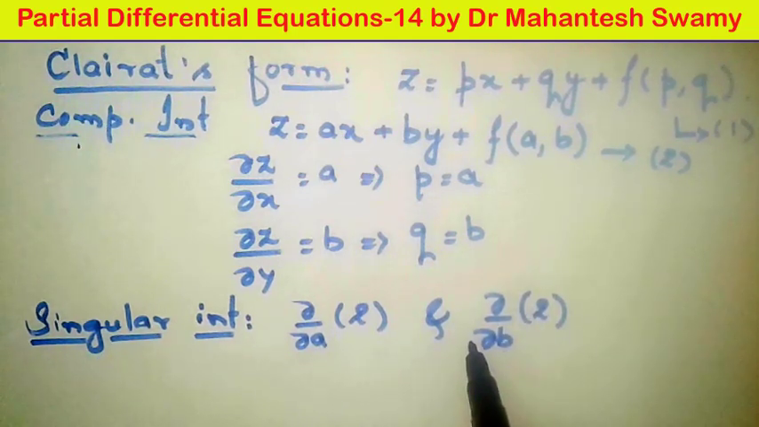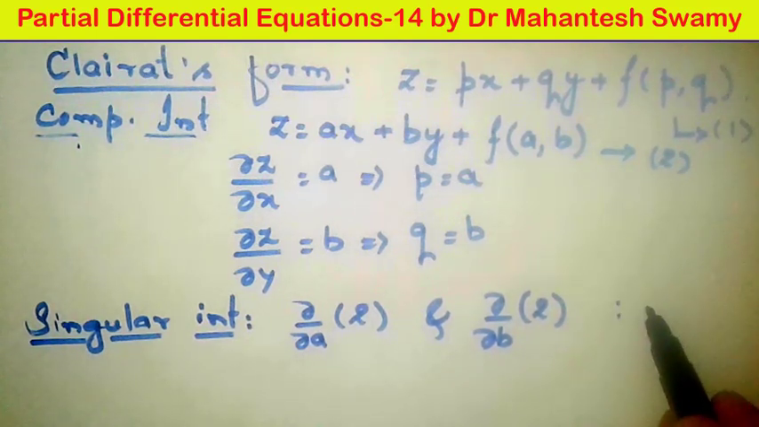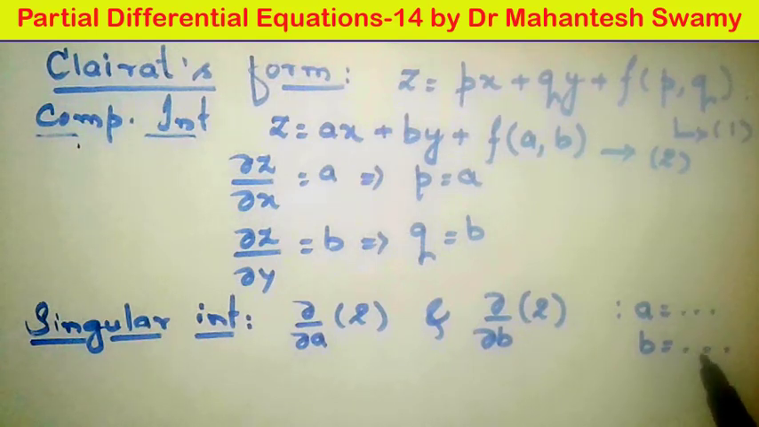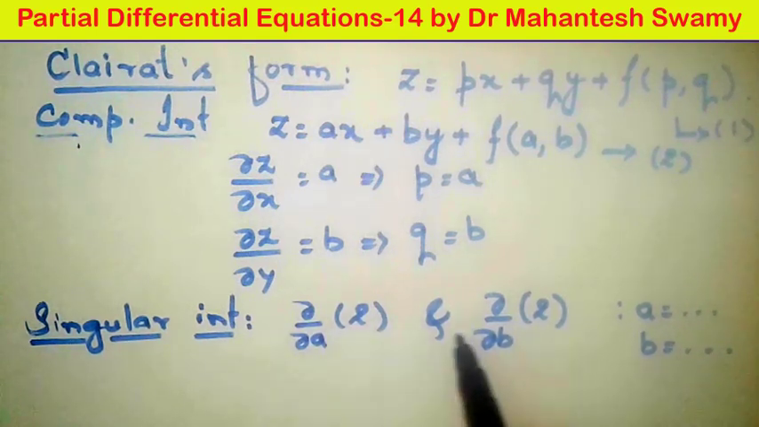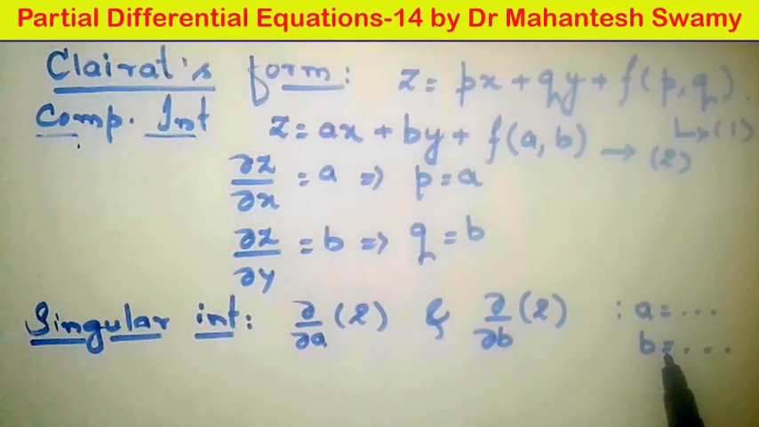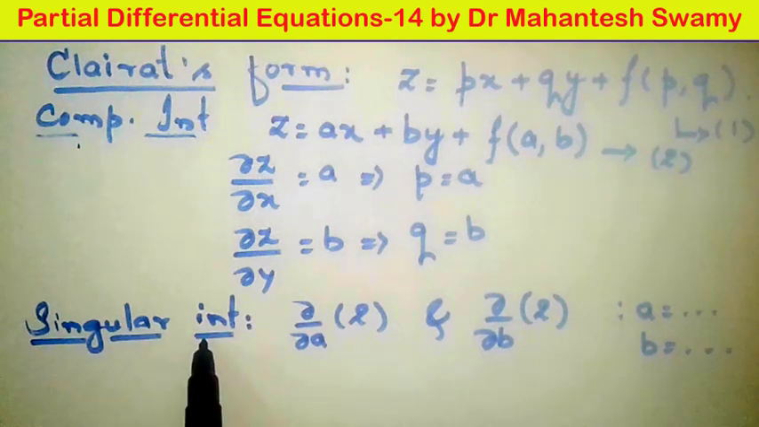And then we have to arrange the terms in such a way that we get the value of A equal to something and B equal to something. So after getting the values of A and B from these two equations, we will now substitute these two values so obtained in the complete integral, that is equation number 2, and then that will give us the required singular integral of the given partial differential equation.